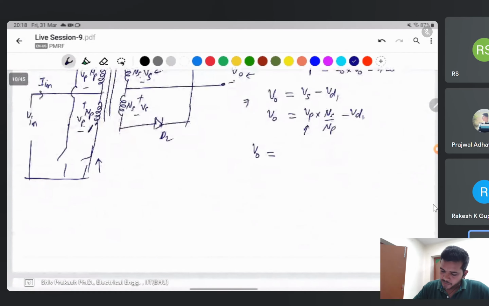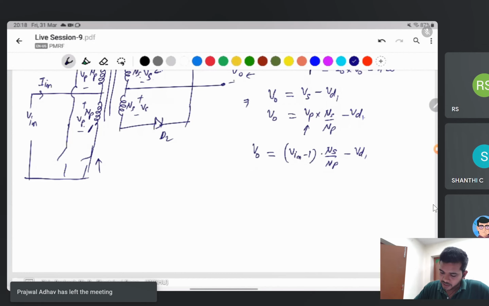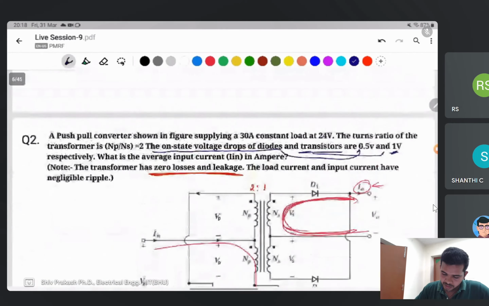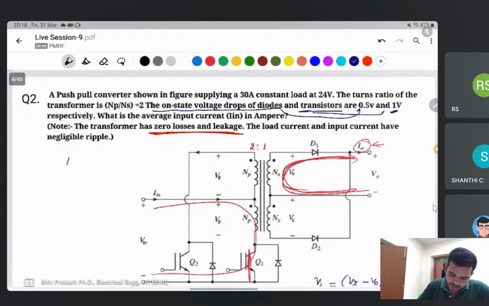That's why Vp is not the same as V in this question. You can write V in minus 1 volt is equal to Vp into Ns divided by Np minus Vd. The output voltage is given as 24 volt. V in is not given. Np divided by Ns is given as 2, so Ns divided by Np is equal to 0.5.